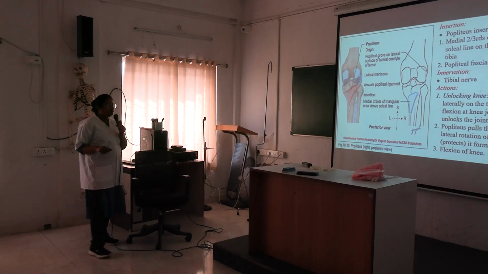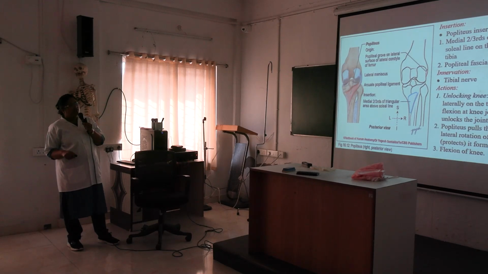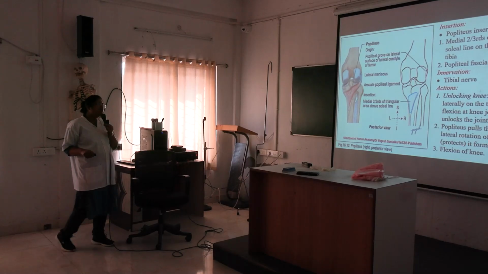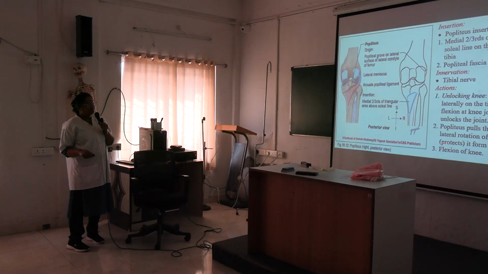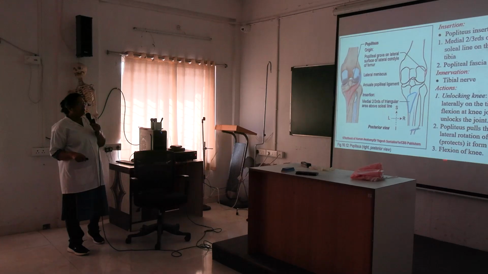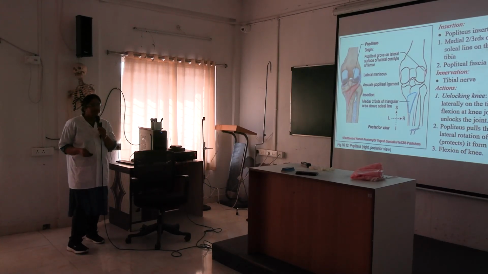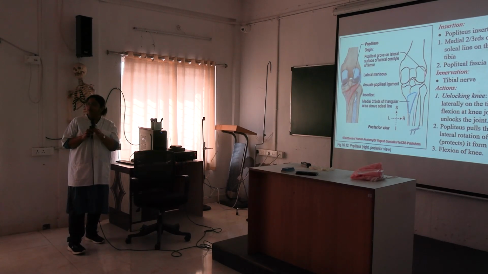And what is the action? Action is unlocking of the knee. Popliteus rotates the femur laterally on the tibia in the beginning of flexion of the knee joint, and hence this muscle unlocks the knee joint. Popliteus also pulls the lateral meniscus during the lateral rotation of the femur and protects it from getting trapped, and helps in flexion of the knee joint. So these are the functions of the popliteus muscle. This muscle is mainly important for your theory and viva.